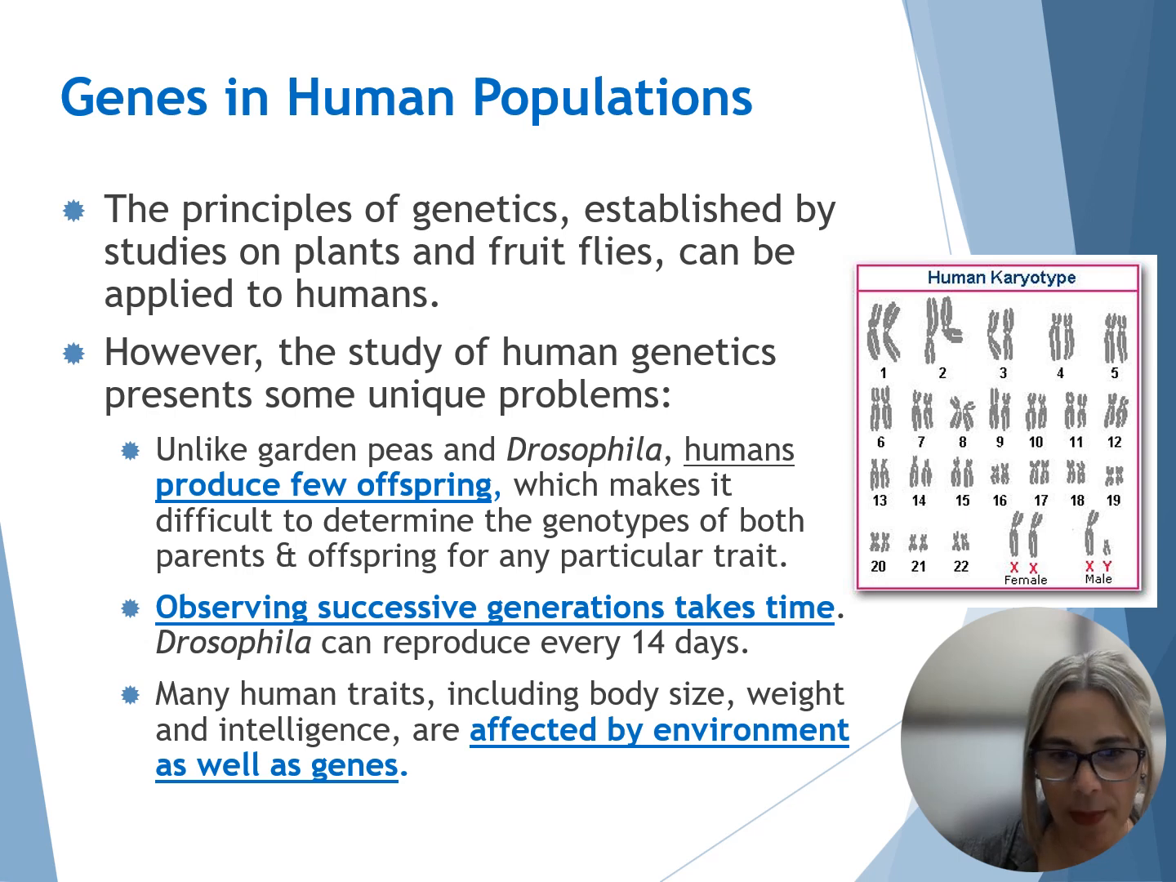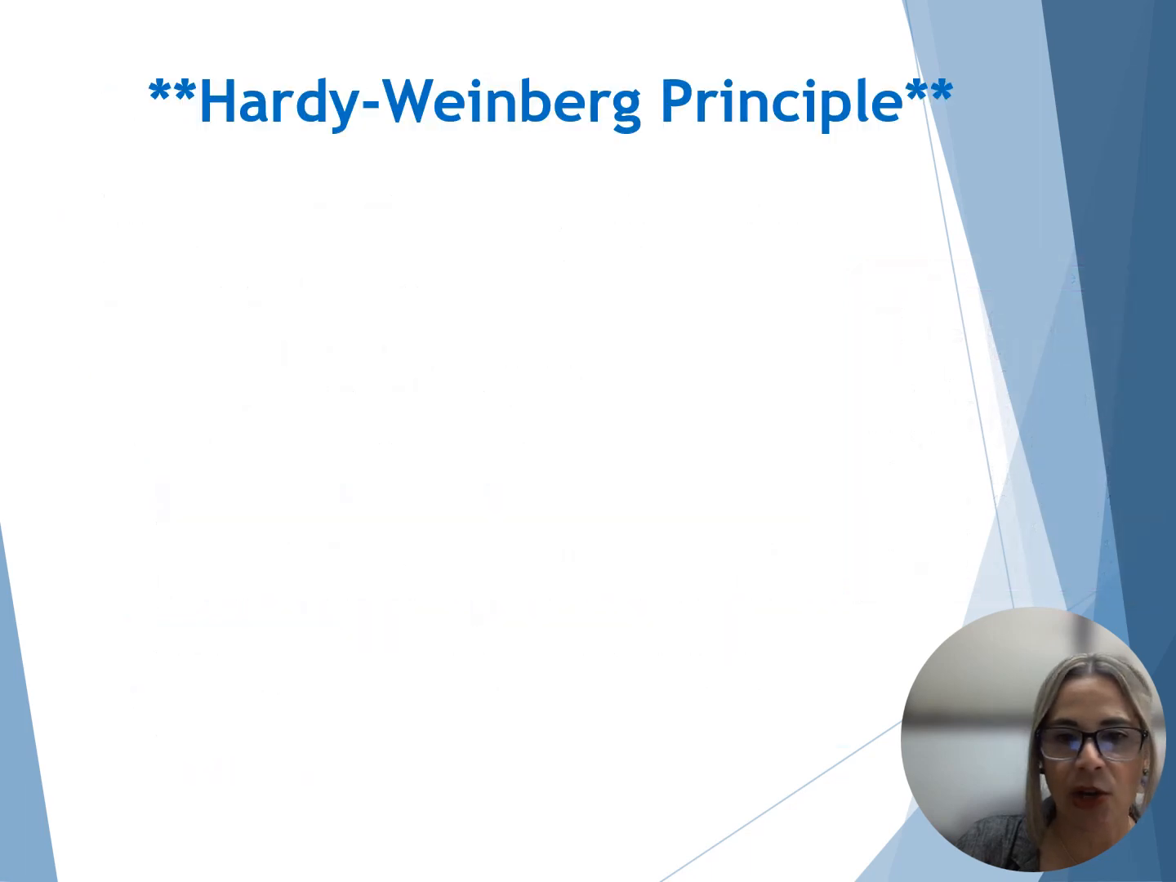A lot of human traits are also affected by the environment, okay? So when we look at things like a person's weight, a person's height, whether a person has an autoimmune disorder, all of those things can be very much affected by environment as well as genes. So sometimes it's hard to determine whether or not the allele frequencies are being altered because of environmental things or selection or what. Okay, so there definitely are some unique challenges when it comes to those studies on humans.